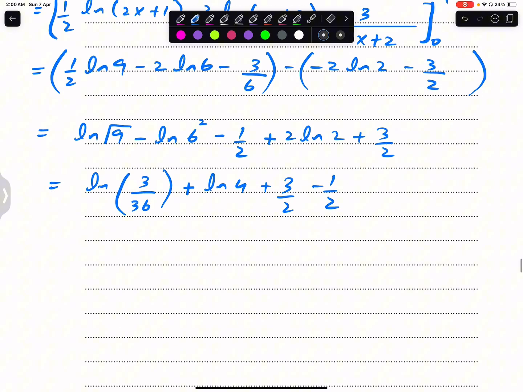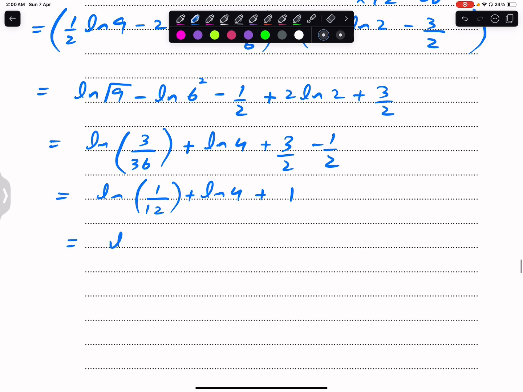So again, if two lns are added, just multiply that. 1 over 12, 3 by 2 minus 1 over 2 is 2 by 2, which is 1. And ln of 4 over 12 plus 1. So this will be ln of 1 by 3 plus 1.